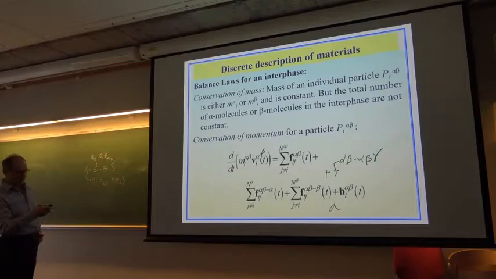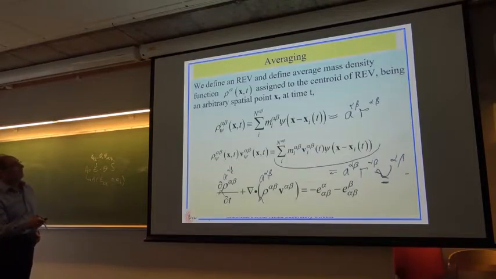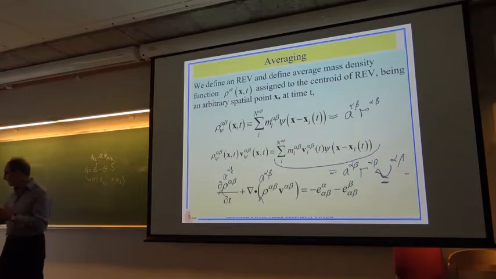Okay, so now once again, for the same as we had an REV for alpha phases, we have for alpha beta phases, we define a mass density. Maybe I didn't stress enough.